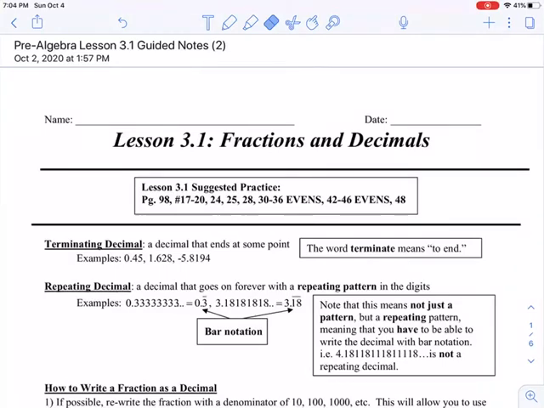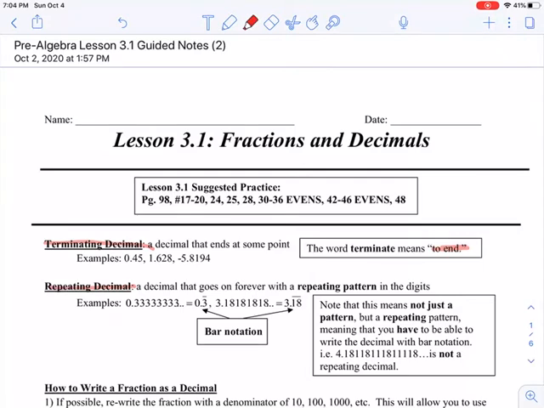Hi everyone, we are moving into chapter 3, and our first lesson is fractions and decimals, so some of this might be review for you. We're going to start out with types of decimals. You have terminating and repeating decimals. Terminating decimals means that they end. They stop at some point.